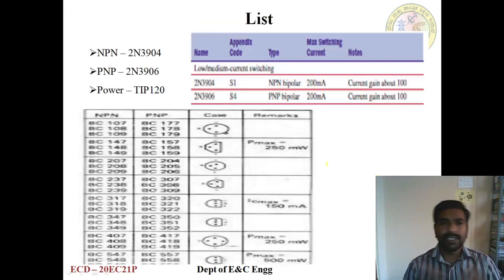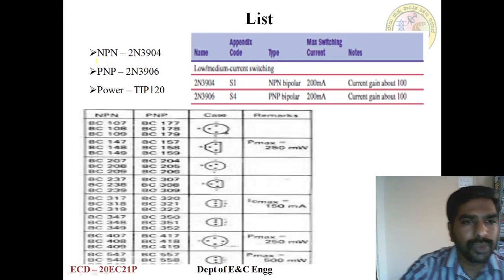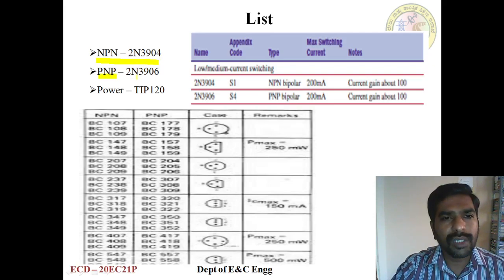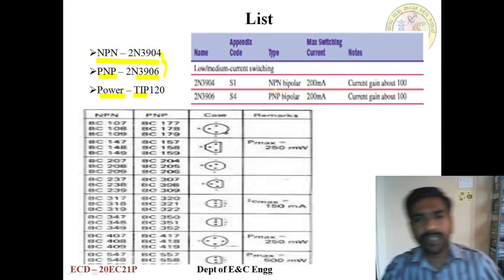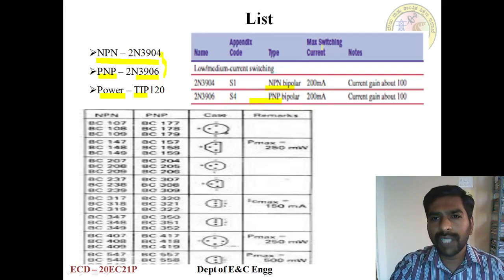There are different transistors available in the market. Famously, most laboratories use this kind of NPN transistor, the 2N3904, and the PNP 2N3906. These are all transistors. There is also the power transistor TIP120. So this is a specification: 3904 is an NPN, 3906 is a PNP, and the maximum current switching is 200 milliamps, and the current gain is about 100.